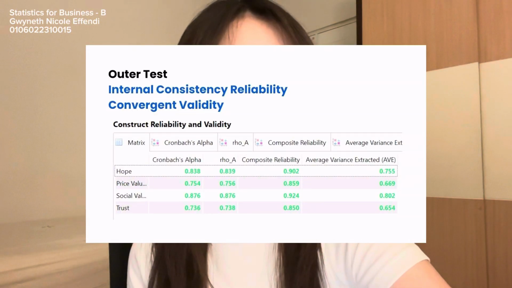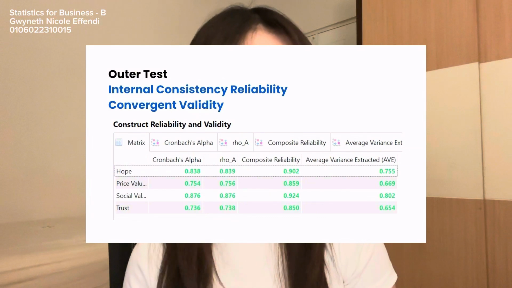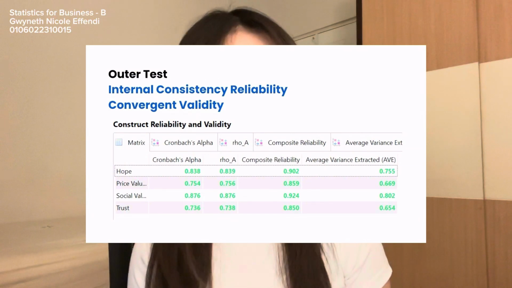measured. Third, for convergent validity, we use the average variance extracted, or AVE. As we can see, all AVE values are above 0.50, indicating that the indicators explain more than half the variance of their constructs. And lastly, on the outer model test, is the discriminant validity.